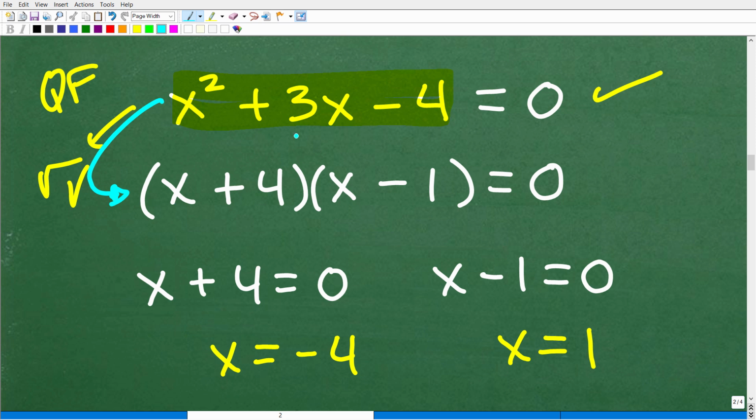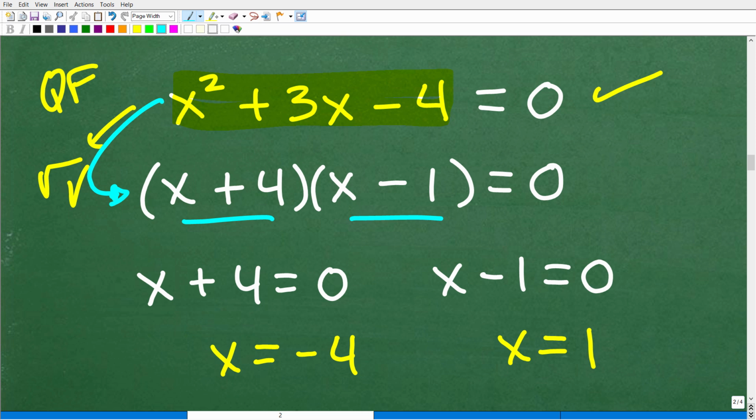All right, so x squared plus 3x minus 4, we can factor into these two binomials right here. x plus 4 times x minus 1 is equal to 0. Now, the reason why this is so awesome is because now we get to use the zero product property.